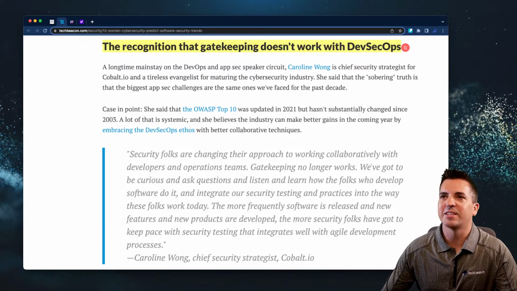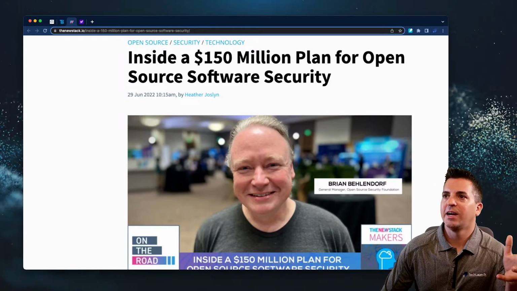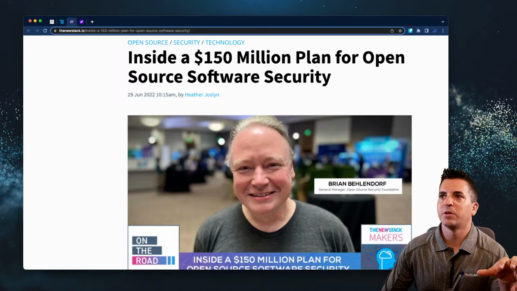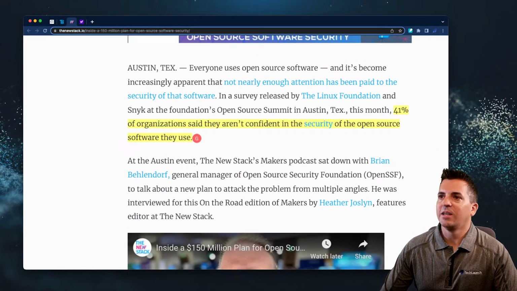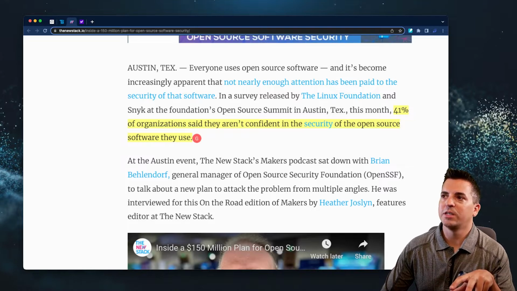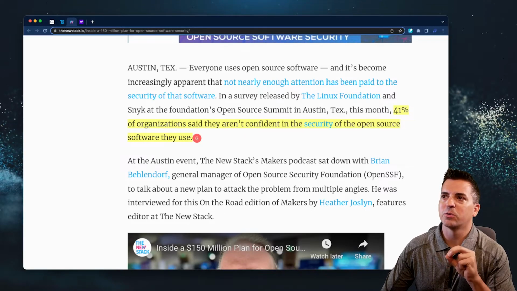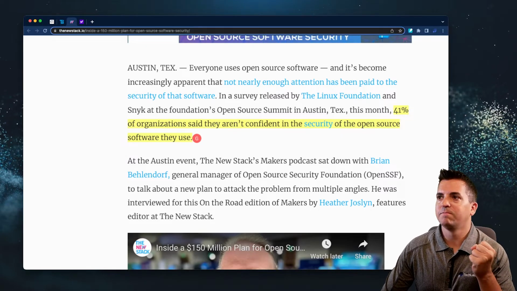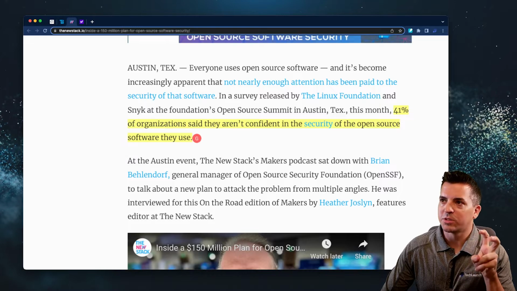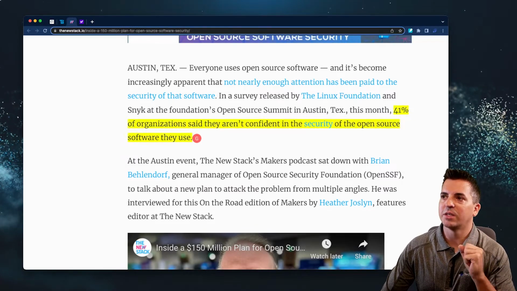Okay, let's take a look at the next article. Around this idea of security and the big issues with open source software, there was a recent meeting in Austin, Texas, and 41% of organizations said they are not confident in the security of the open source software they use. This was the Open Source Summit in Austin, where they talked about how the Linux Foundation released this data recently.